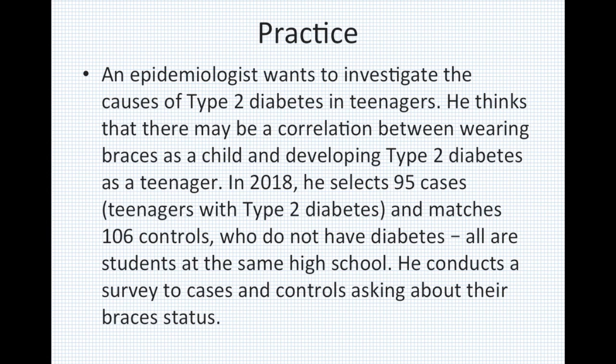Let's practice now. An epidemiologist wants to investigate the causes of type 2 diabetes in teenagers. He thinks that there may be a correlation between wearing braces as a child and developing type 2 diabetes as a teenager. In 2018, he selects 95 cases, teenagers with type 2 diabetes, and matches 106 controls who do not have diabetes. All are students at the same high school. He conducts a survey to cases and controls, asking about their childhood braces status.